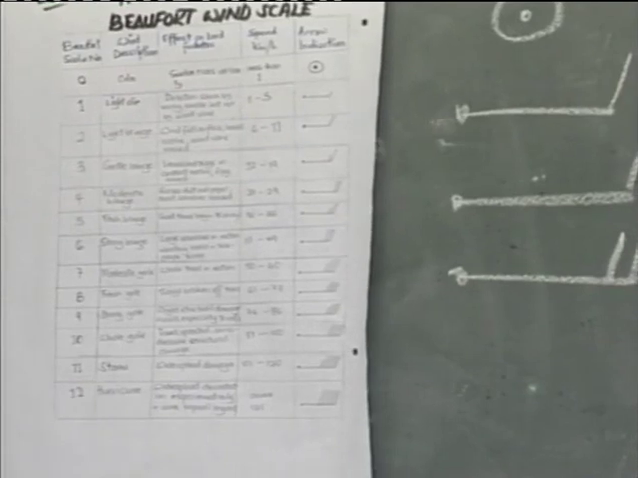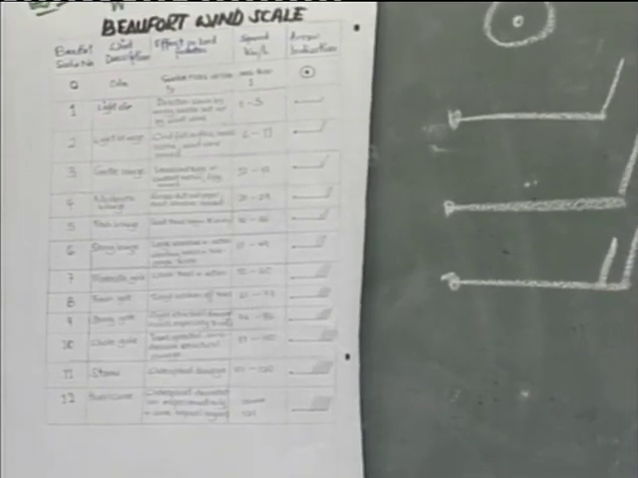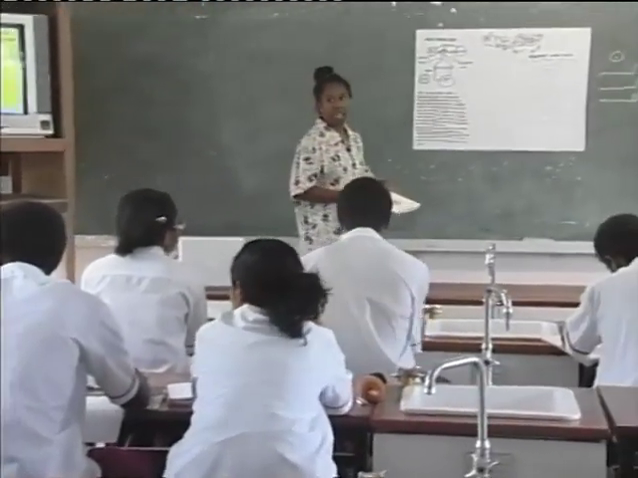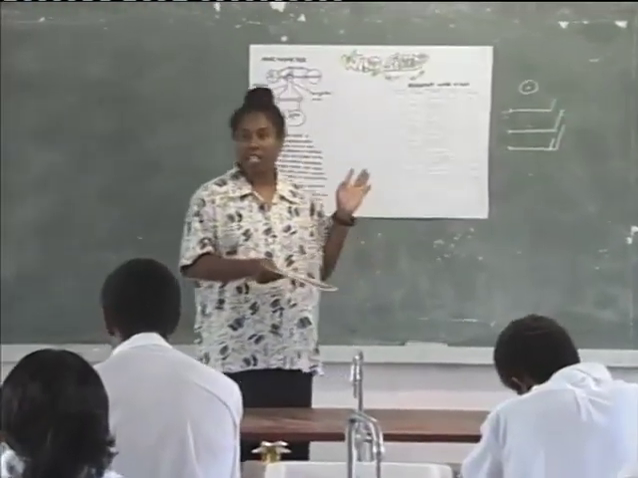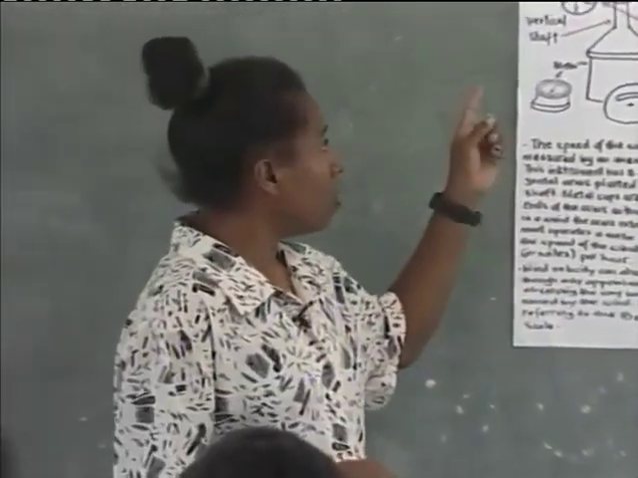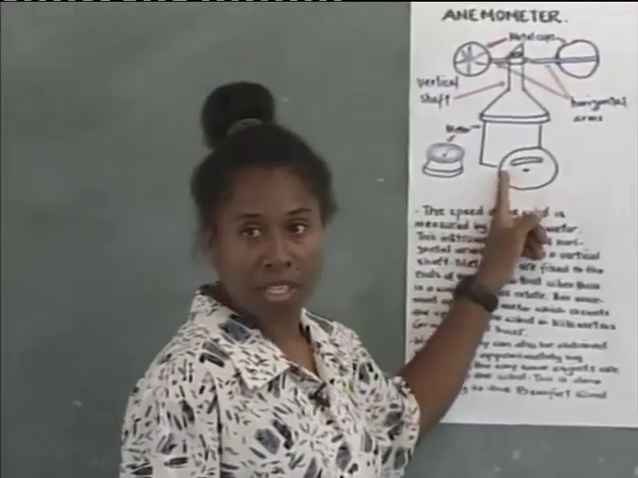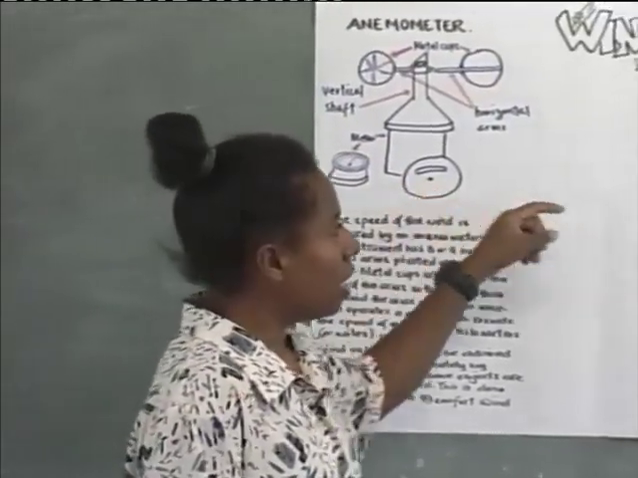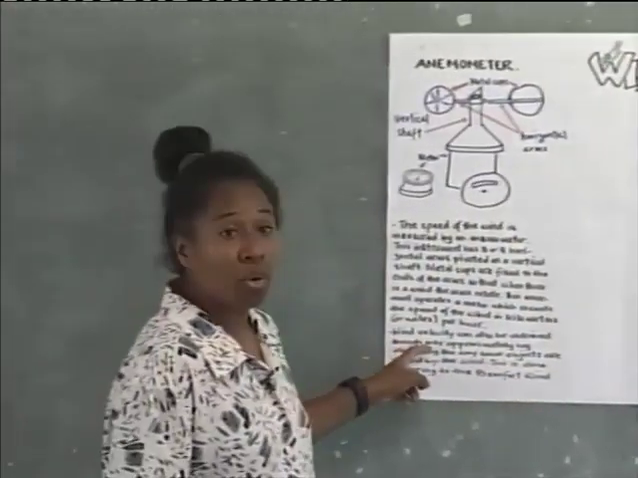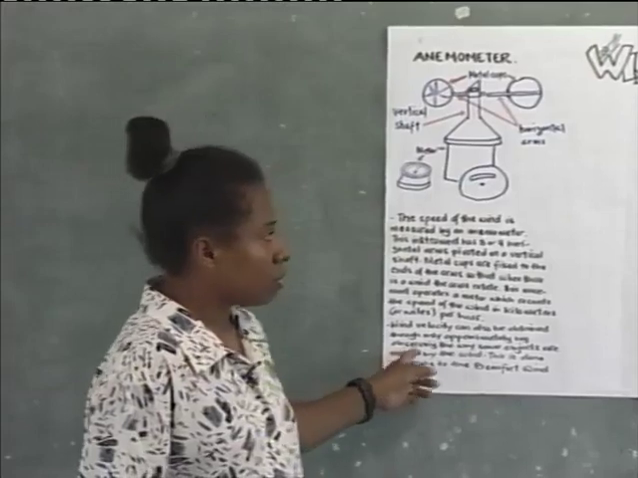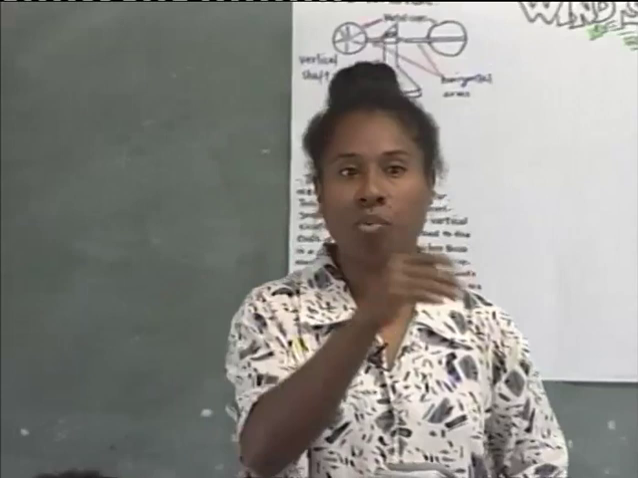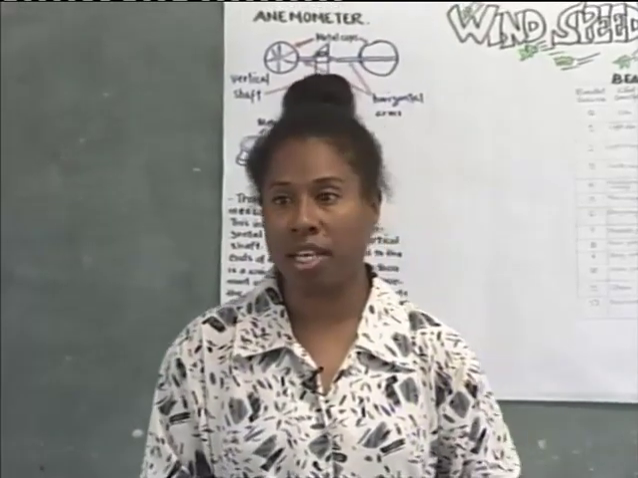Okay, maybe we'll put our hands together for this group here. Thank you for the presentation. I think they've made it clear on 2 different instruments that can be used: the anemometer, which is the instrument you use for measuring wind speed, and the Beaufort wind scale, where you can use some objects to help you observe the speed of the wind. Thank you. So now we'll move on to the next group for their presentation.